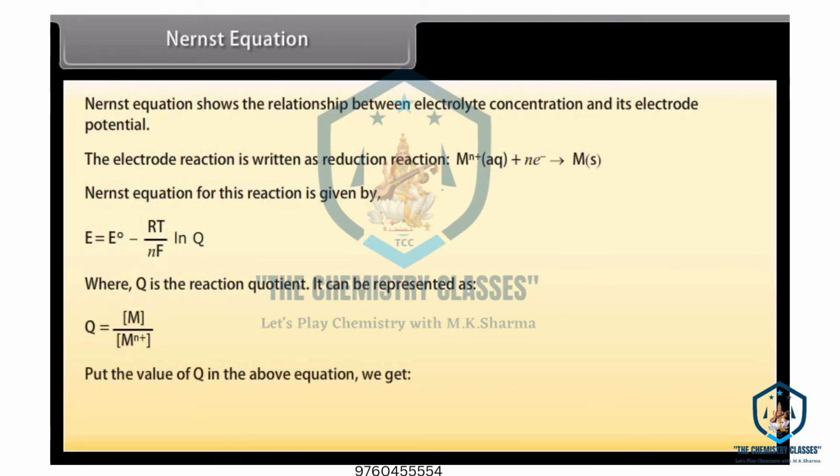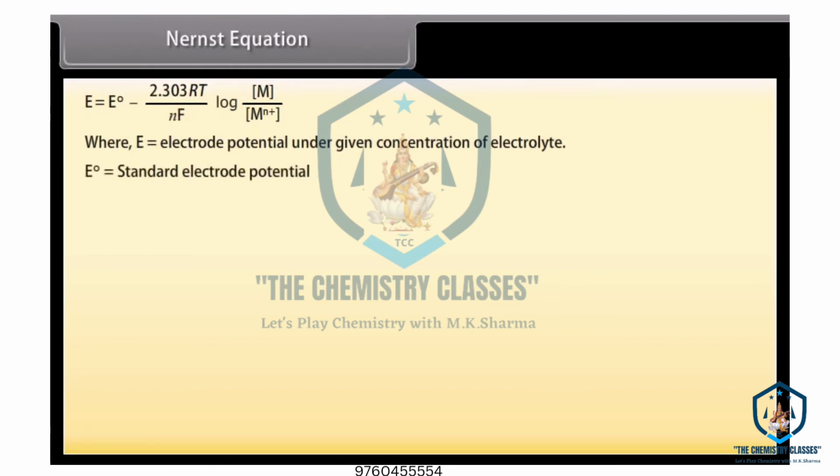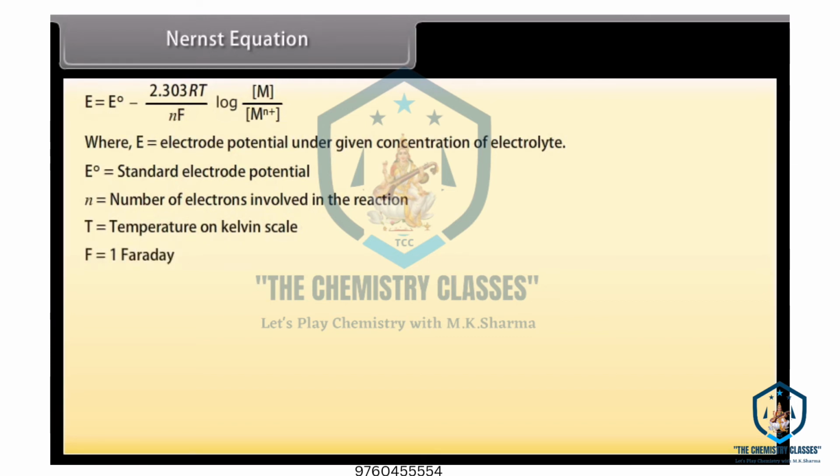Put the value of Q in the above equation. We get E is equal to E naught minus 2.303 RT upon nF log M upon M ion, where E is equal to electrode potential under given concentration of electrolyte, E naught is equal to standard electrode potential, and n is equal to number of electrons involved in the reaction, T is equal to temperature on Kelvin scale, F is equal to 1 Faraday, R is equal to gas constant.